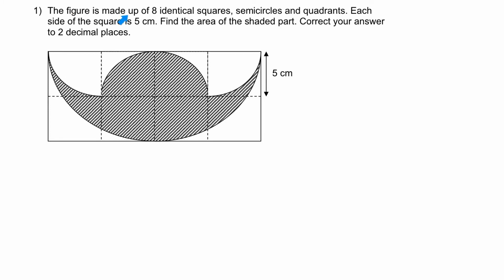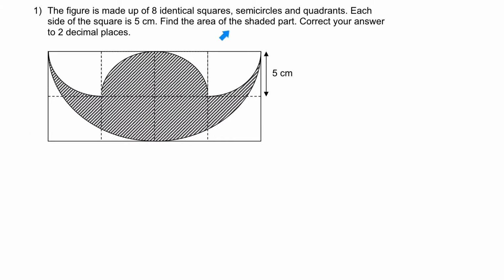The figure is made up of 8 identical squares, semicircles, and quadrants. Each side of the square is 5 centimeters. Find the area of the shaded part. Correct your answer to 2 decimal places.